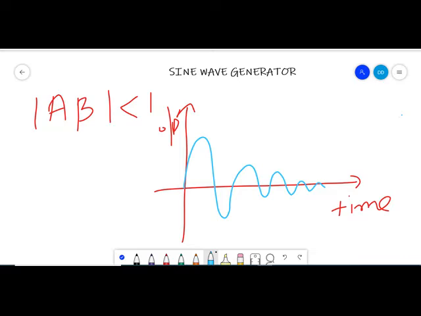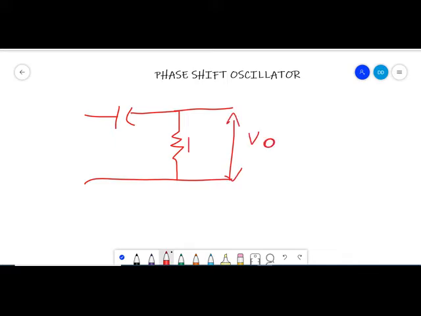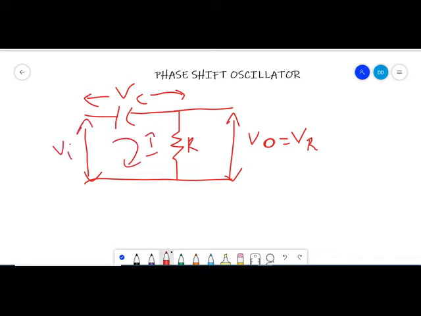Now, we will be studying two sine wave generator circuits. One is the RC phase shift oscillator and the other one is the Wien bridge oscillator. First we will have a look into the phase shift oscillator. For that we consider an RC network. We have the capacitor and resistor. This is the output, which is nothing but the voltage across the resistor. It is R and this voltage is VC. This is VI and the current flowing is I.